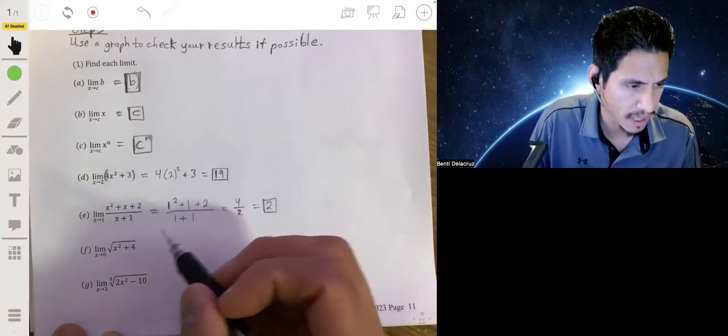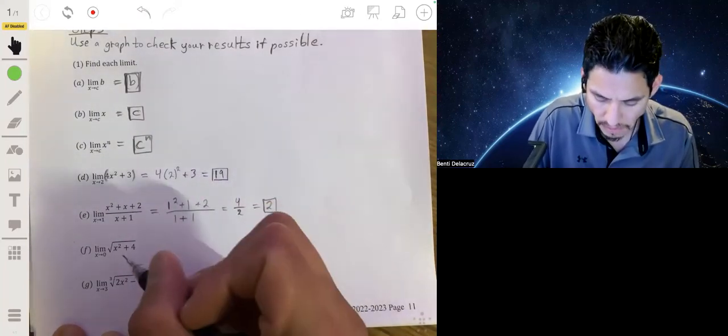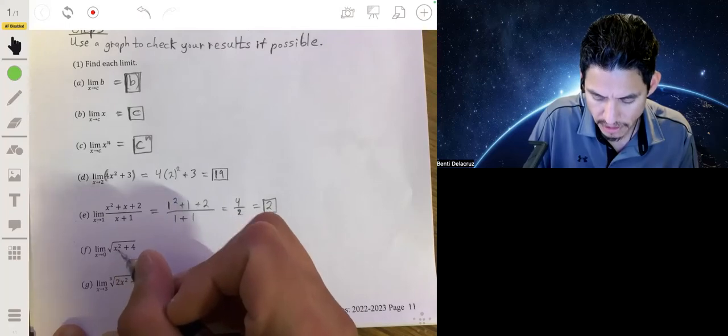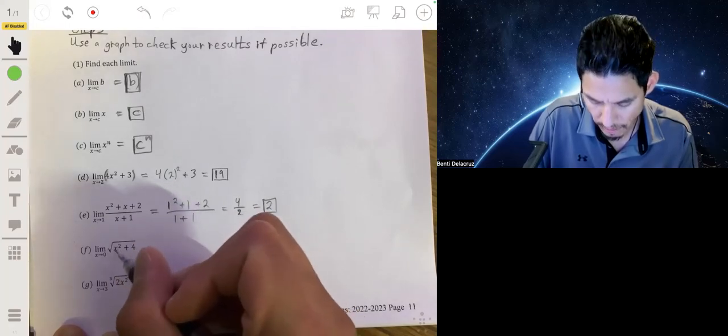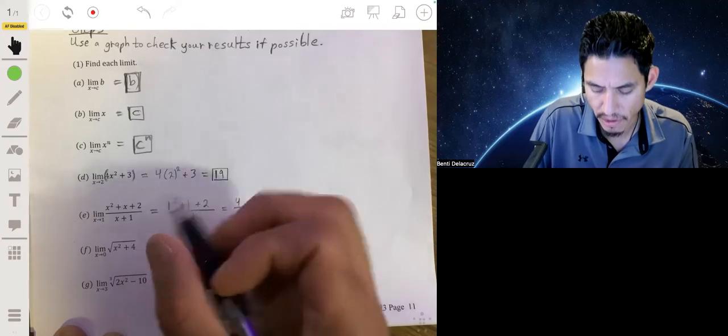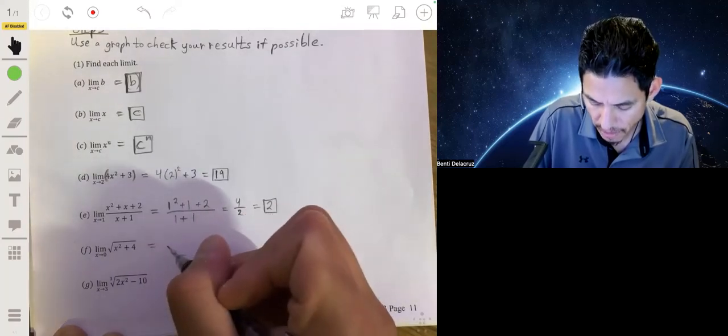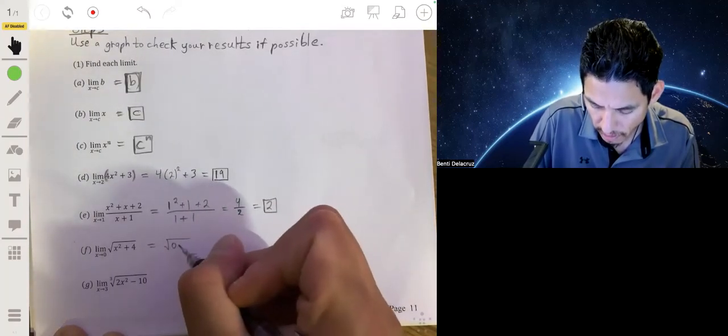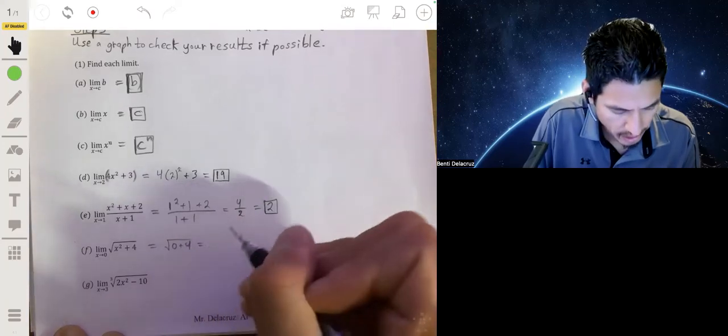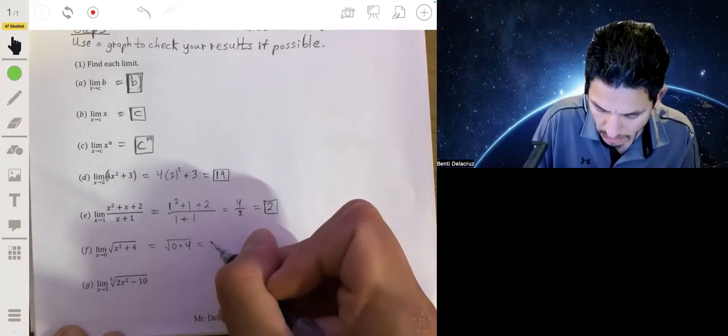For F, an example of a radical, we can plug in 0 because if we evaluate, we have the square root of a positive number, and that's okay. So this will just be the square root of 0 plus 4, or the square root of 4, which will get 2 as well.